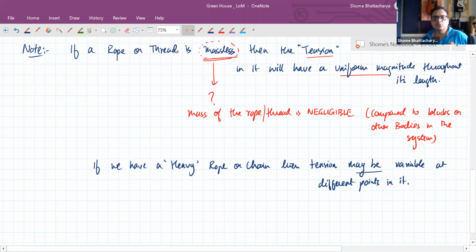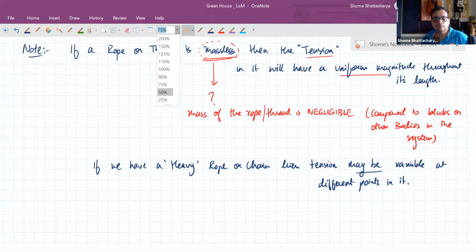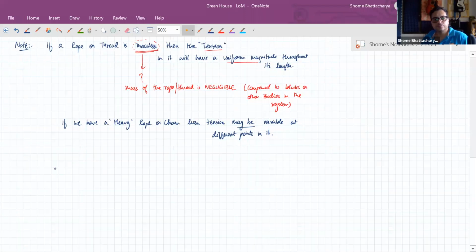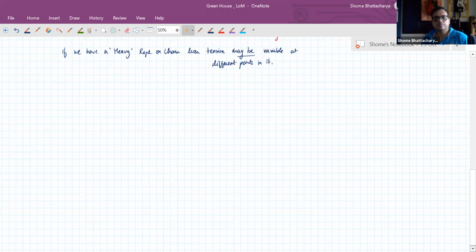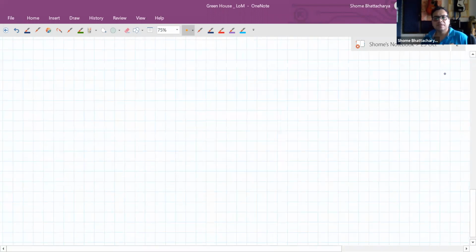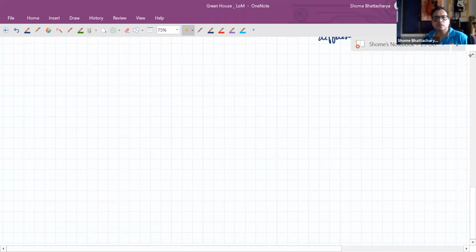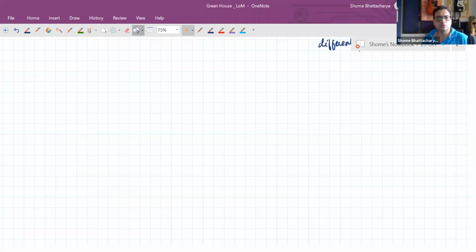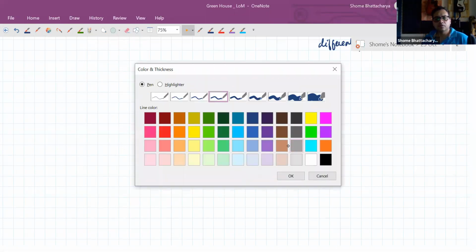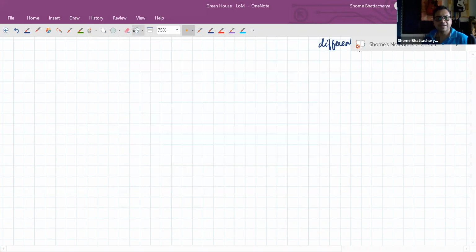So let's understand this with a few examples. The most common everyday example of this is that we are just suspending an object of a certain mass vertically, but using a thread or a rope which is very light compared to it. At the same time, of course, the rope should not be so weak that it cannot bear the tension, that it will break or shred. So we are assuming that is not happening.